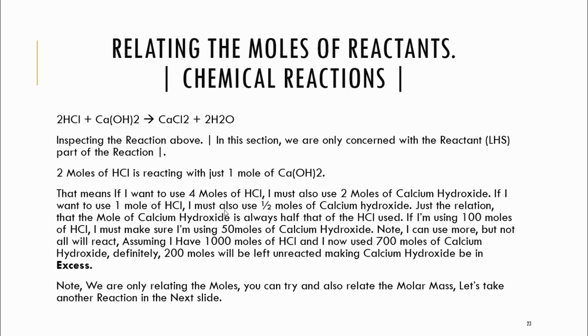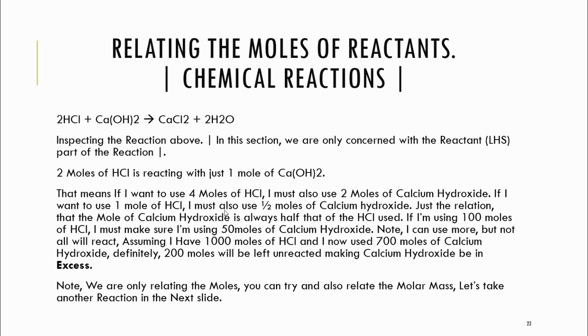So you have this reaction: 2HCl plus calcium hydroxide to give me calcium chloride plus 2H2O. This is what we are working with. Inspecting the reaction above, in this section we are only concerned with reactants. So we are going to deal with the reactants firstly. So 2 moles of HCl is reacting with just 1 mole of Ca(OH)2, calcium hydroxide.